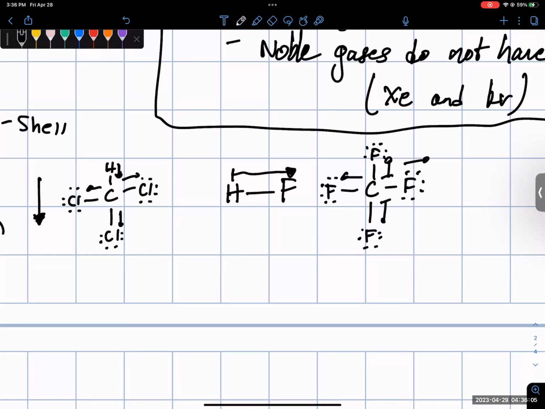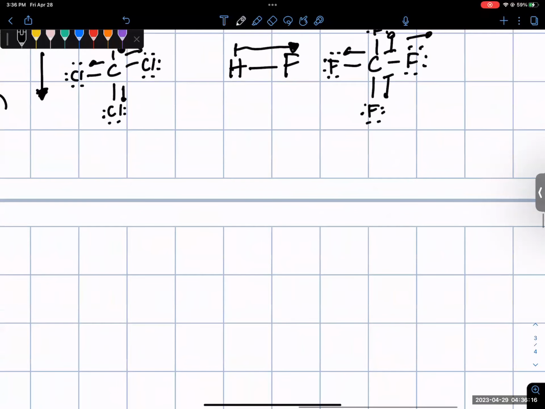Sorry, Colin. That's where they're going. Lone pairs don't affect that. Sorry, I didn't see the page. It affects the repulsion, but not the polarity. Like, it doesn't have its own dipole. Yeah, lone pairs don't have their own.